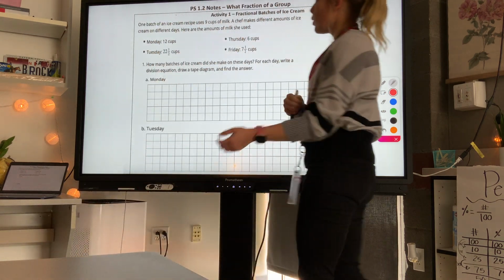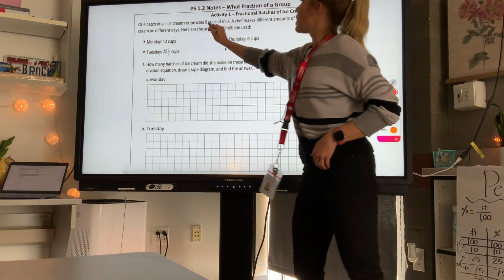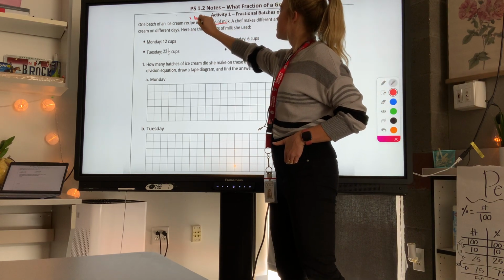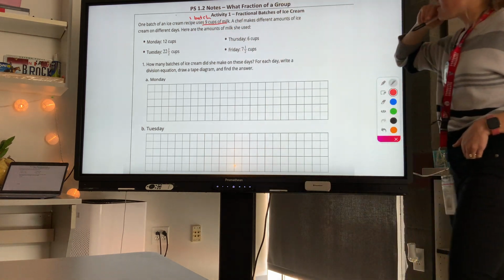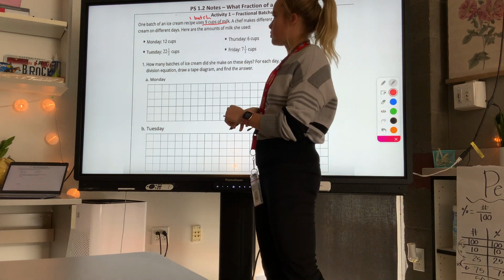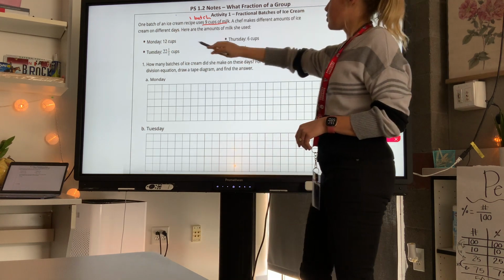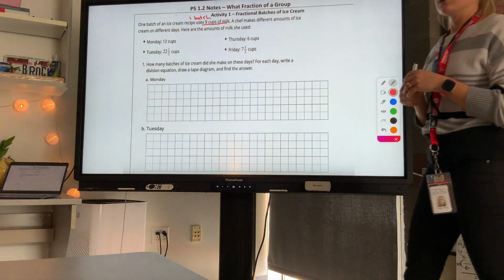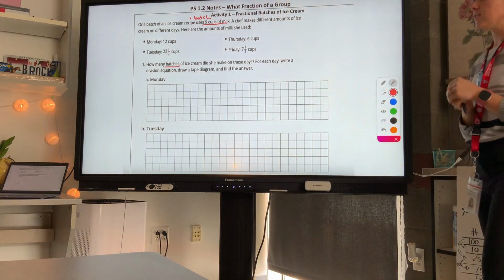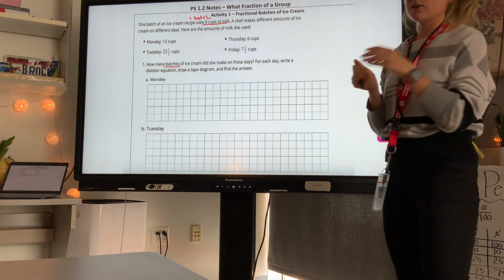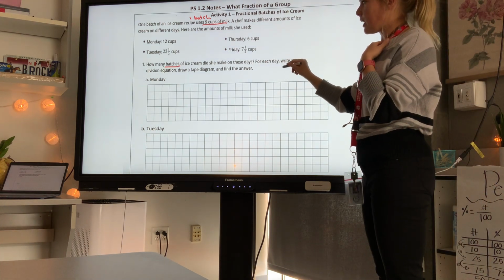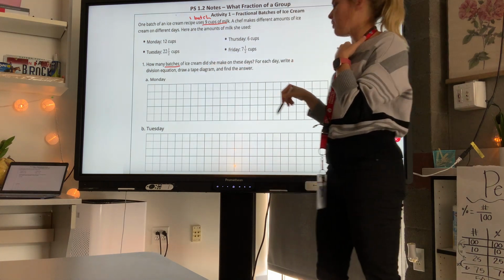So first, one batch of an ice cream recipe uses 9 cups of milk. So this is for one batch. Okay, a chef makes different amounts of ice cream on different days. Here are the amounts of milk she used. On Monday she uses 12, on Tuesday 22 1/2, and so on. So first one, it says, how many batches of ice cream did she make on these days? This is going to be exactly like how the test questions will be for this unit. For each day, write a division equation, draw a tape diagram, and find the answer.